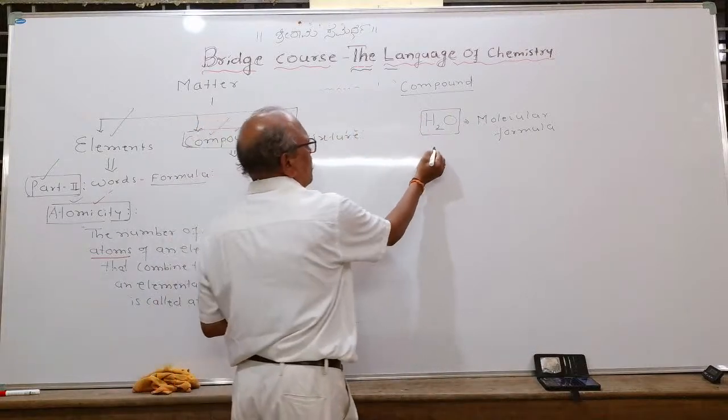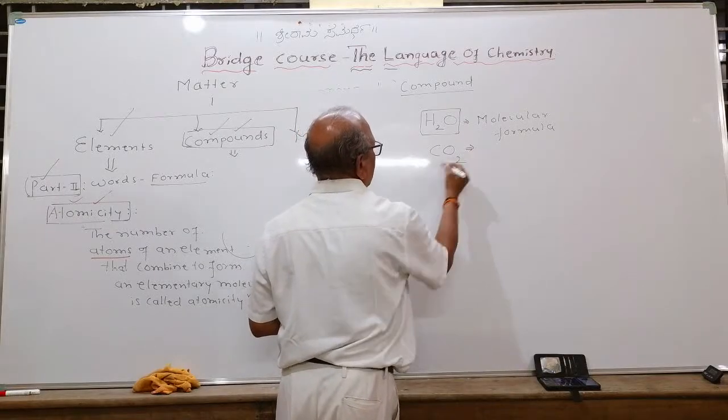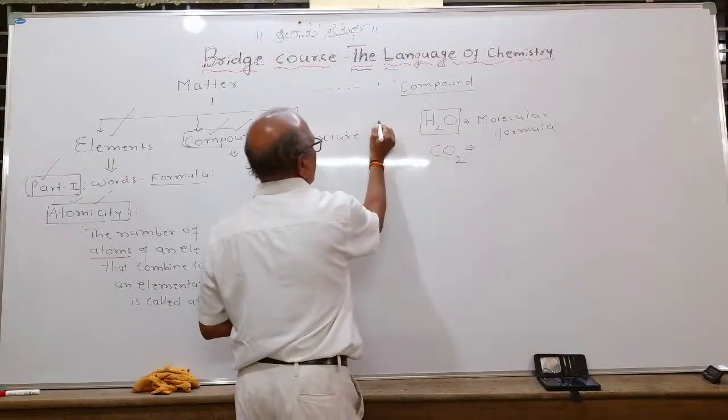Similarly, some of the compounds you have already come across. What is the name of this? This is carbon. See, simple compounds. Carbon dioxide. This is water.